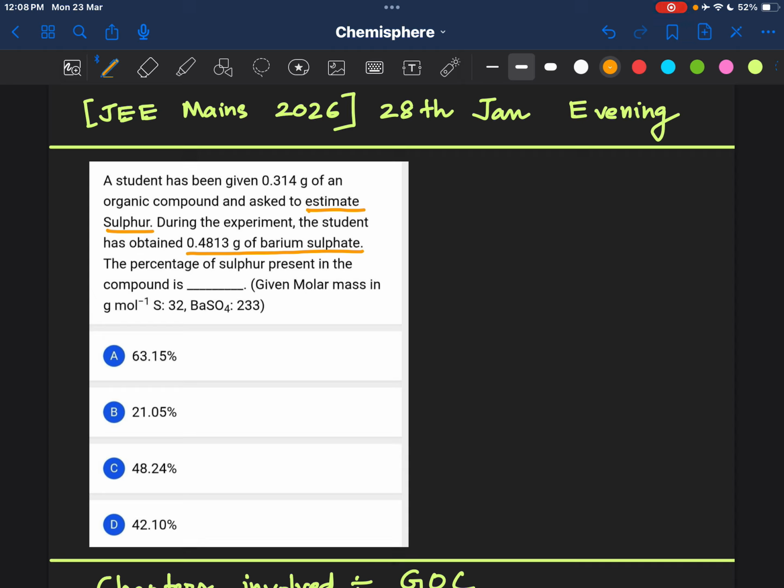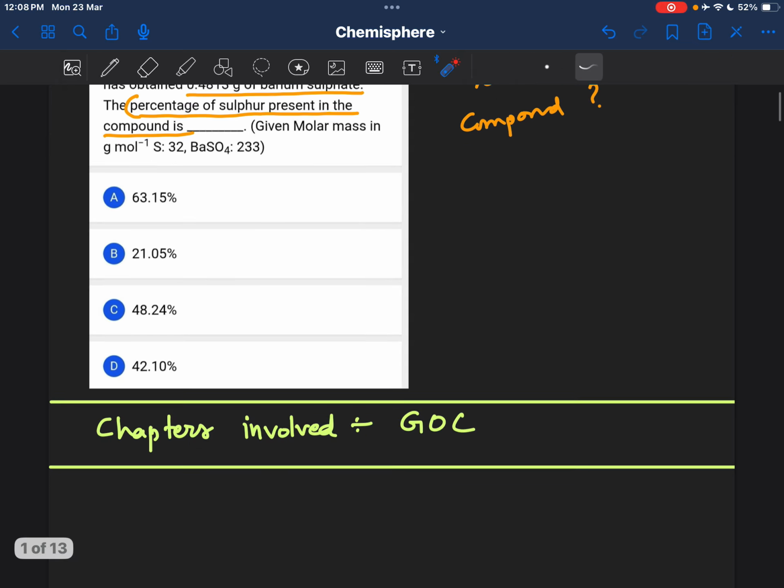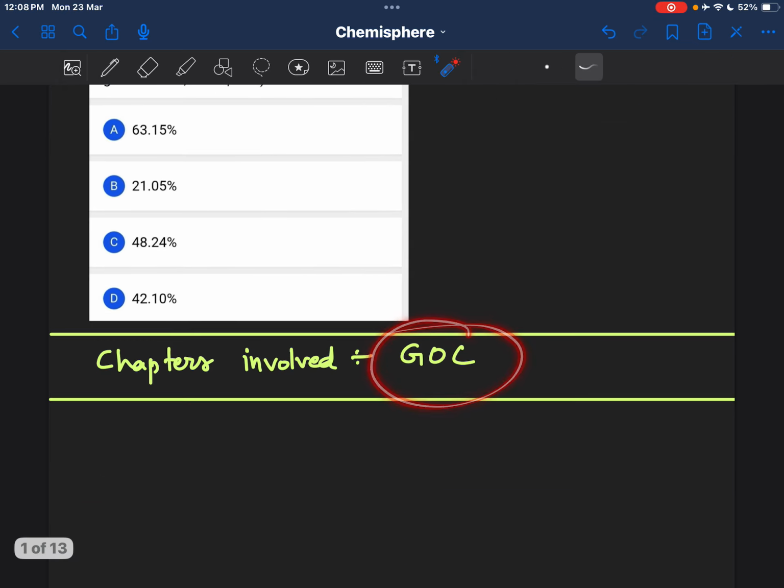Also, this is important: we have been given 0.314 gram of an organic compound. The percentage of sulfur present in the compound is, so this is our aim. We have to calculate the percentage of sulfur in the compound. So this involves the chapter GOC.